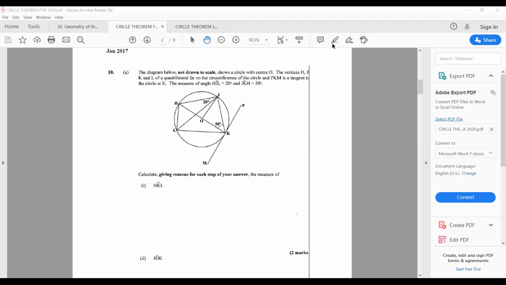Okay, that's correct then. For HKL, I got 50. 50. H K L. Okay, let's see.